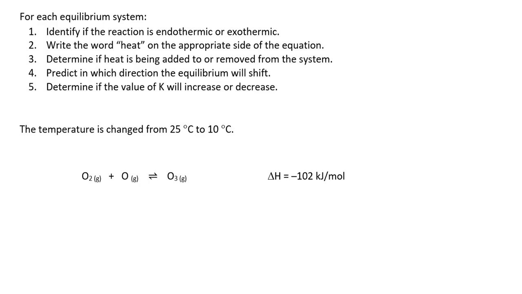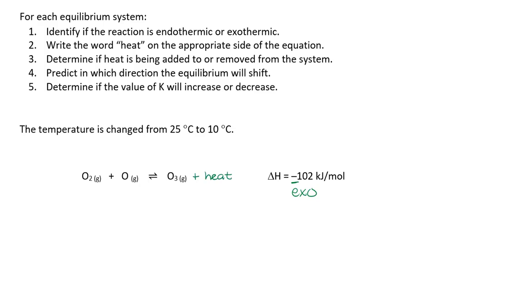In our next example, we're going to apply the same logic that we did in the previous examples. The first thing we're going to do is determine if the reaction is endothermic or exothermic. We're given a value of delta H. It's negative. That tells us that this is an exothermic reaction. Exothermic reactions release heat, and we write the word heat as a product.